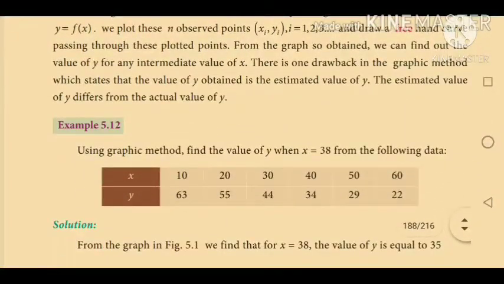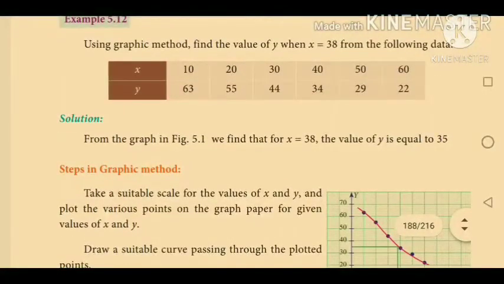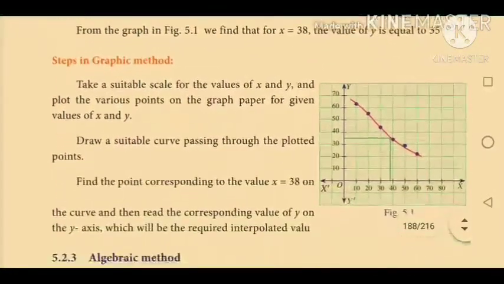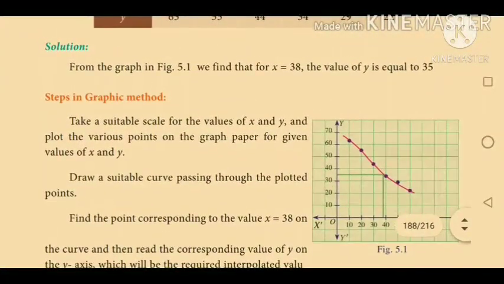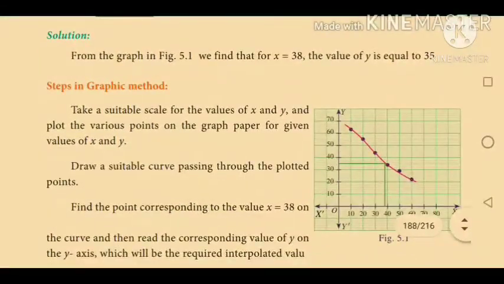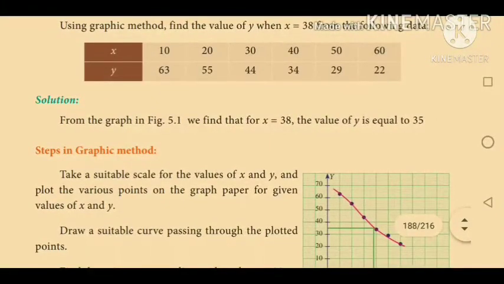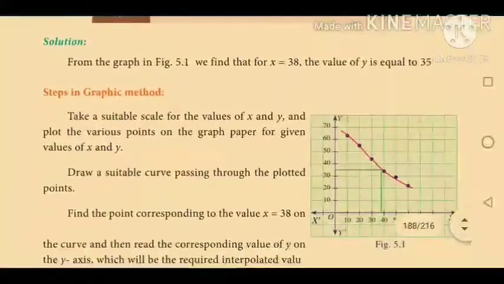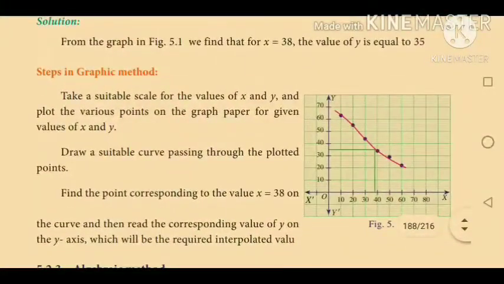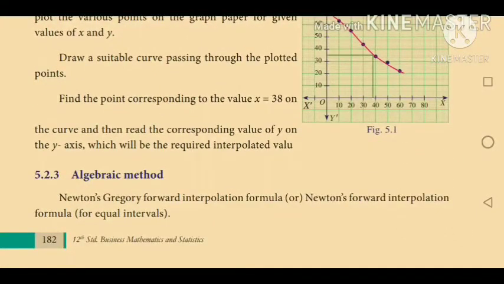The graphical method is very easy: draw the graph like this, and plot points, for example 10, 63, 20, 55. Likewise you allocate the points, afterwards you get one curve. Okay, so the meeting point is considered as the value of the missing value. Here they said to find the value at x equal to 33 and y equal to 35. That is, y equal to 35 means x equal to 40. Okay, x equal to 38 means y equal to 35.